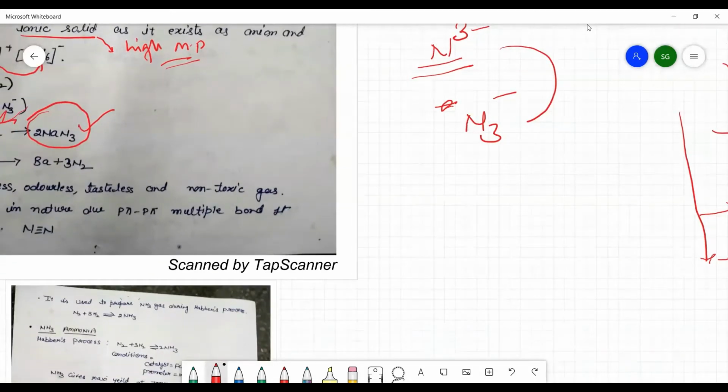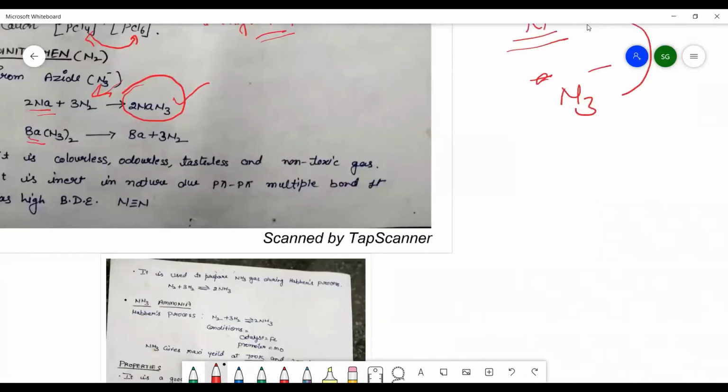Whenever you react nitrogen with sodium metal or barium, they give rise to the formation of azide, not the nitride. Nitride will not be formed here. Nitride will be formed only when the metal is a strong reducing agent. It is formed only then.